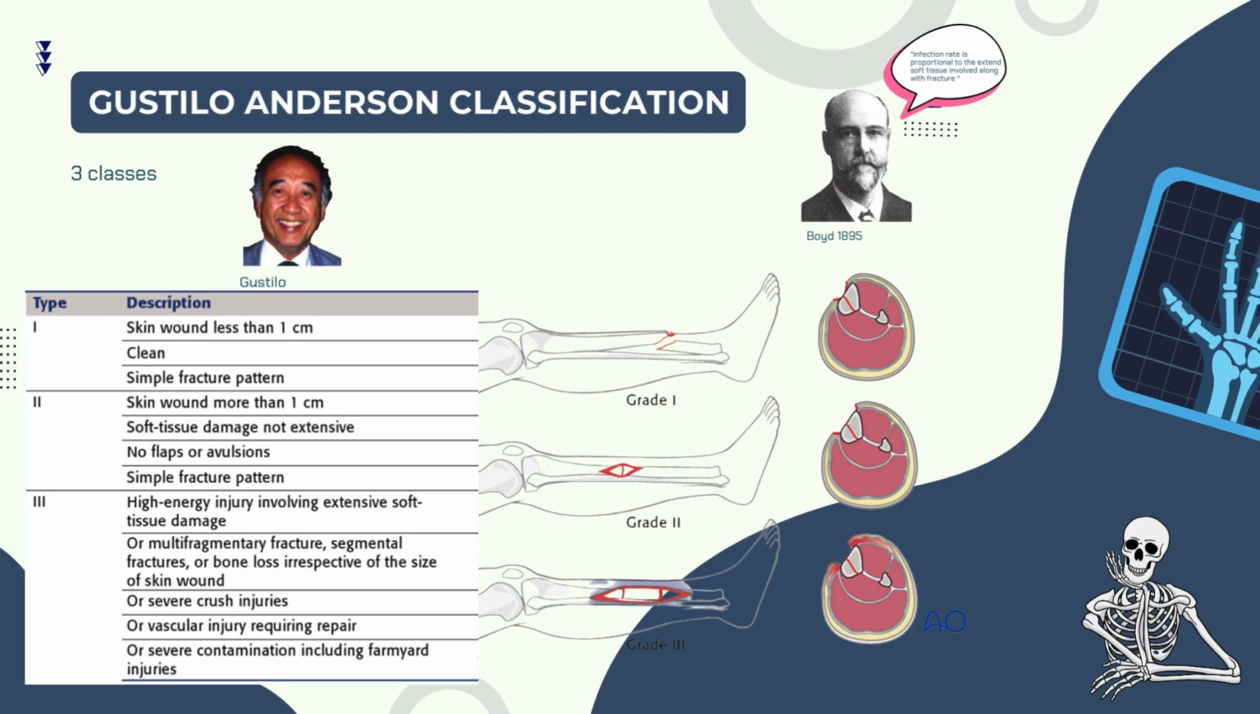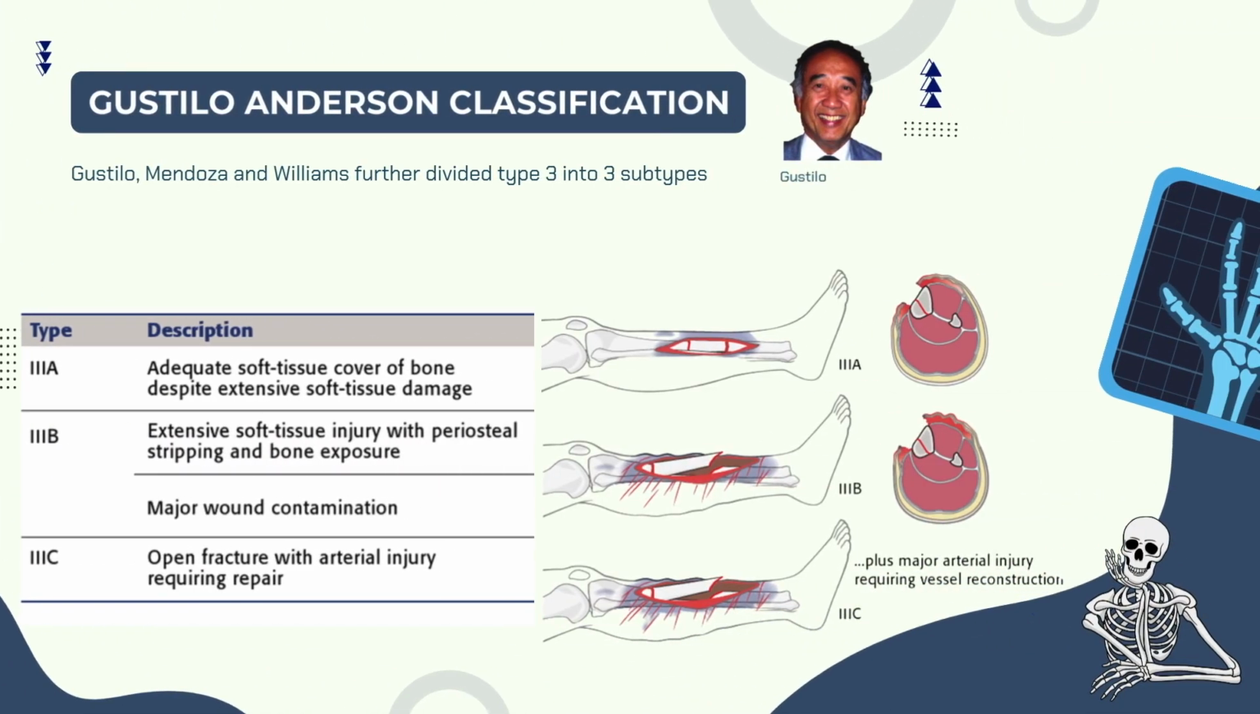Type 1 has skin loss of less than 1 centimeter and a clean wound. Type 2 has a skin wound of more than 1 centimeter, and soft tissue damage is not extensive, with no flaps or avulsions. Type 3 is a high energy injury with multifragmentary fractures and severe crushes. And again, after some time, along with Mendoza and Williams, he subdivided class 3 into type 3A, type 3B and type 3C. Type 3A involves adequate soft tissue cover of the bone despite extensive soft tissue damage, type 3B is extensive soft tissue injury with periosteal stripping and bone exposure, and type 3C is an open fracture with an arterial injury requiring repair.